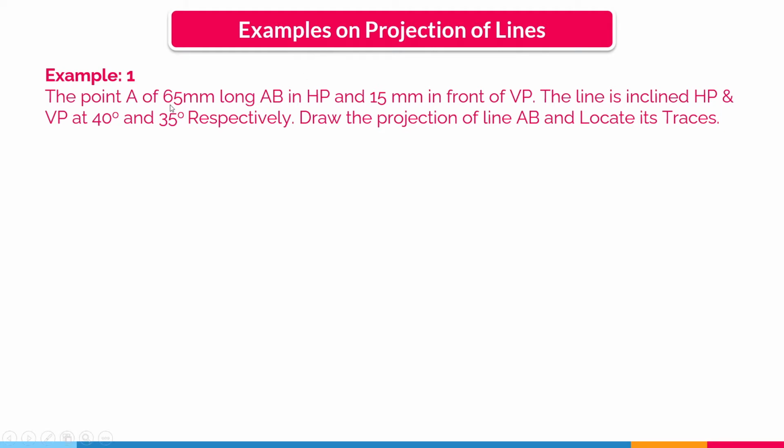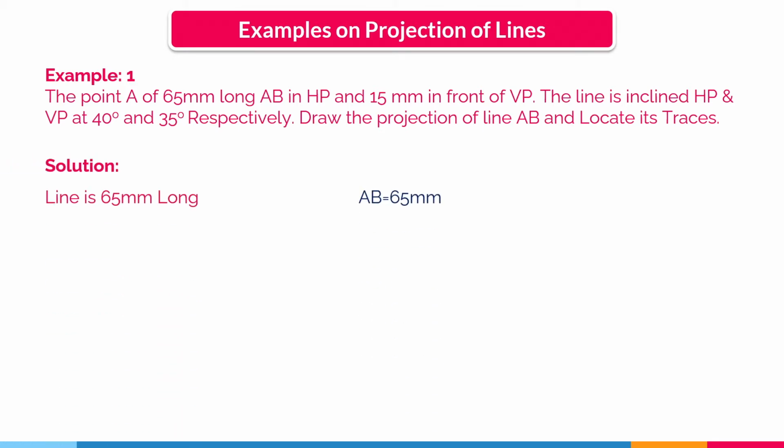The line is inclined to HP and VP. That means this true length makes an angle of 40 degree and 35 degree respectively. And the angles associated with the true length are theta and phi. So here is the solution.